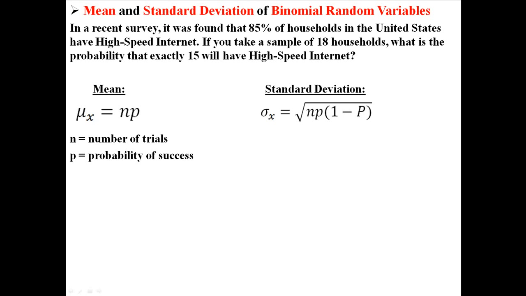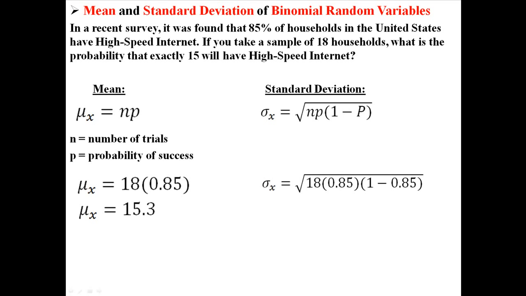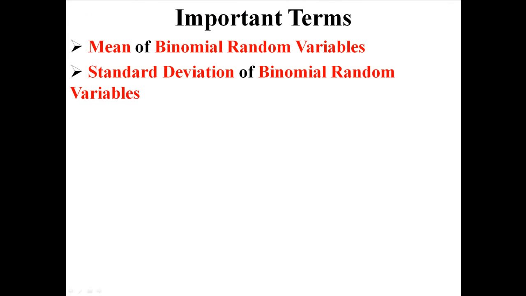So if we want to find the mean, we just take n times p and find a mean of 15.3. And if we want to find the standard deviation, we just plug in the n and the p, and we simplify that down to find a standard deviation of 1.515. And it's really that easy. That's all you need to do to find the mean and the standard deviation of a binomial random variable.